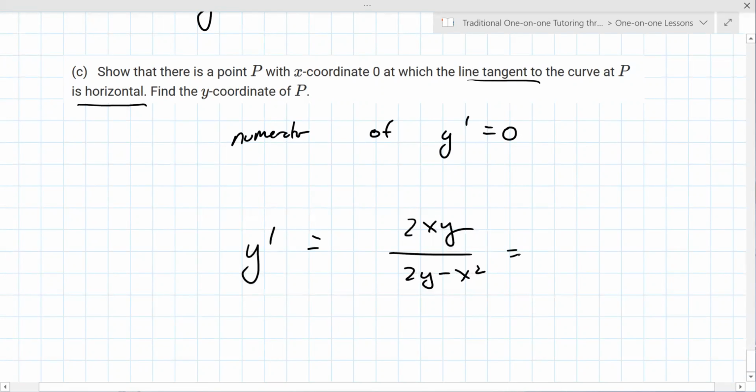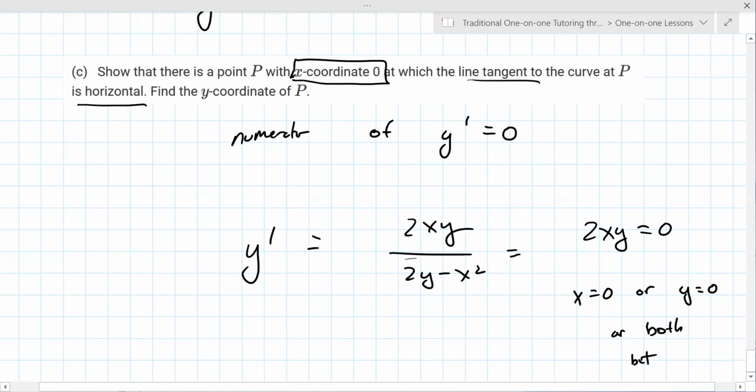This one's different because we're setting 2xy equal to 0. So it's 0 when either x is 0 or y is 0 or both. But when they're both 0, the bottom is also 0. That's bad too. So it's just one or the other. How do you know which one to do? Well, it's telling you that the x coordinate is 0, so that must be true.